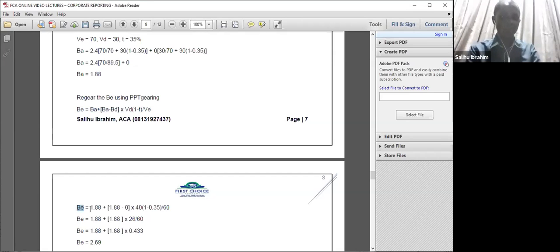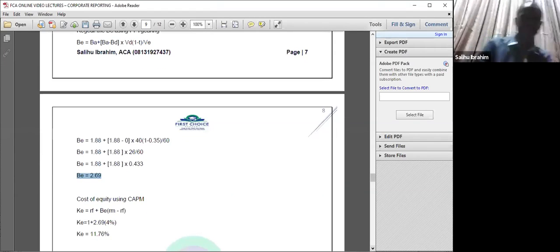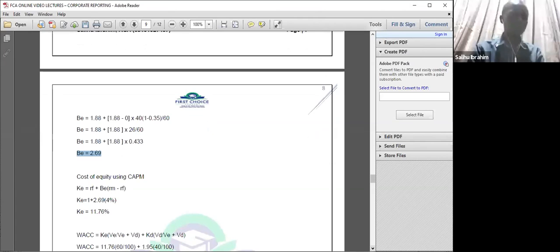So I have my beta of equity equal to 1.88 plus (1.88 minus 0) times 40 into bracket 1 minus 0.35 over 60. So when you evaluate that, you have 2.69 as the beta of equity that is supposed to be the normal beta of equity for PPT. Now, I will use that beta of equity to compute my cost of equity using the CAPM. Risk-free rate plus beta times equity risk premium. So when I multiply, I get 0.7%. I can now go ahead and calculate my WACC.